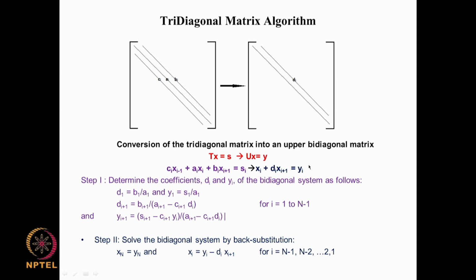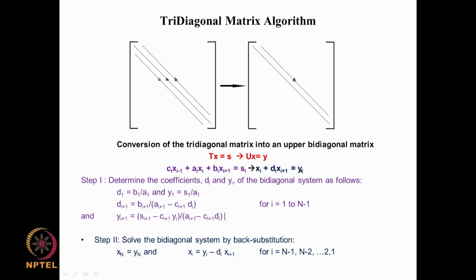Similarly yi plus 1 is si plus 1, all the coefficients are known here, minus ci plus 1, which is also known, times yi, which you have just calculated, divided by the same denominator, which is all known. So from known values of y1, which is s1 by a1, and d1, you can calculate d2 and y2, and then move on to d3 y3, d4 y4, all the way up to dn yn.